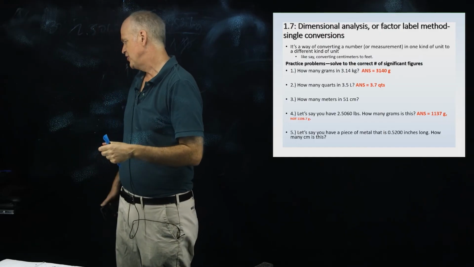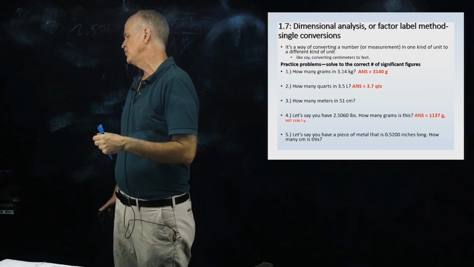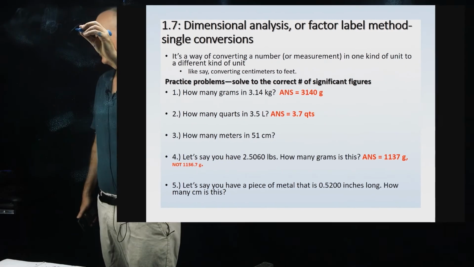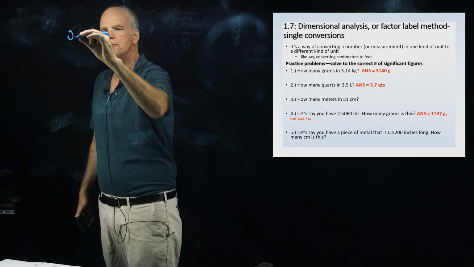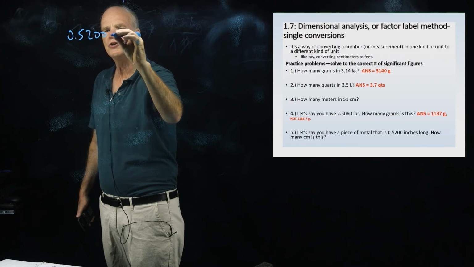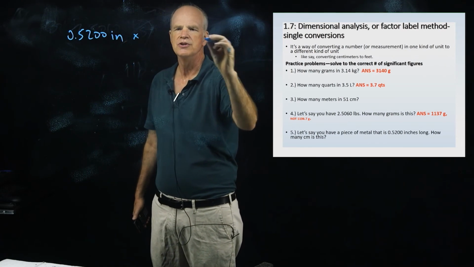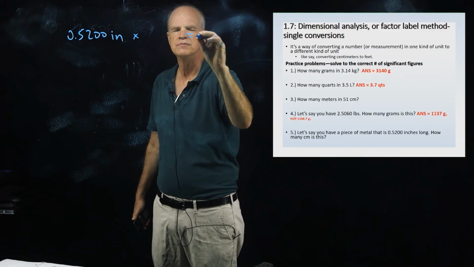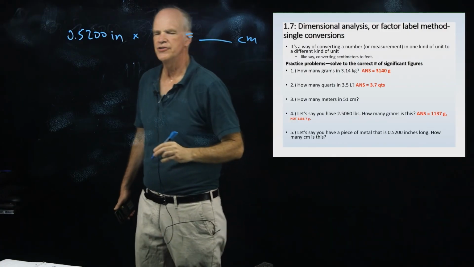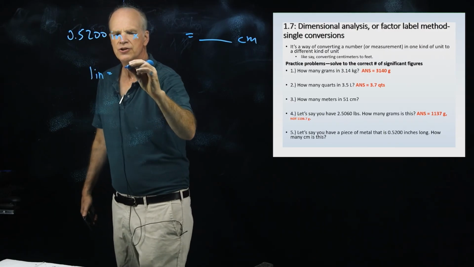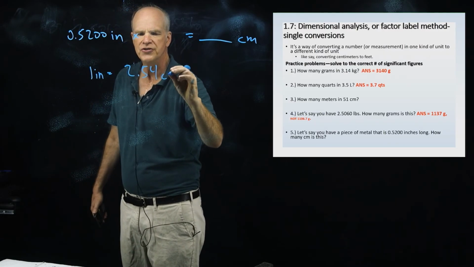Okay, so let's say you have a piece of metal that is 0.5200 inches long. How many centimeters is this? So this is 0.5200 inches long, and we have to convert this into centimeters. You might remember that in 1 inch there is 2.54 centimeters.